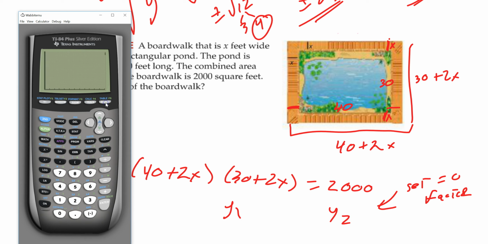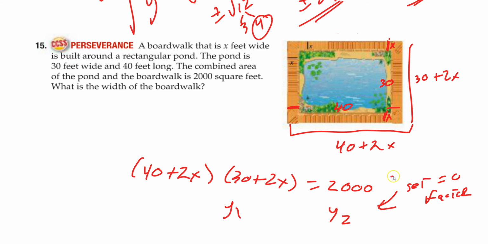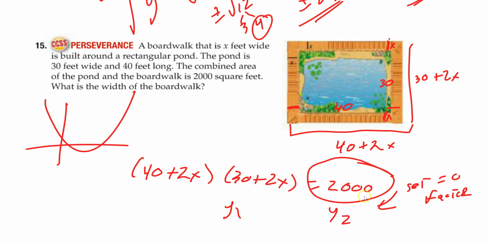And now I'm just going to look for the intersection. Here's the thing you have to worry about, because this is 2,000. After it stops thinking, I don't see a thing, right? My window's off. I have to go all the way to 2,000, because I know for sure that graph, this one, who knows what that looks like? It's probably a parabola. But this one, I know it's all the way up here at 2,000. So I've got to make sure my window can see that.